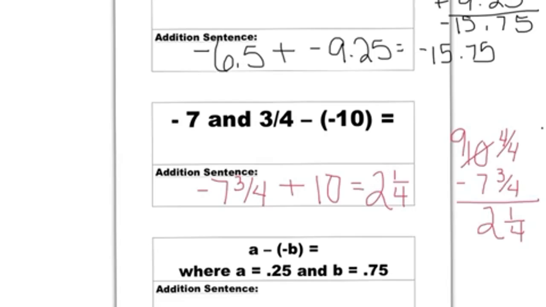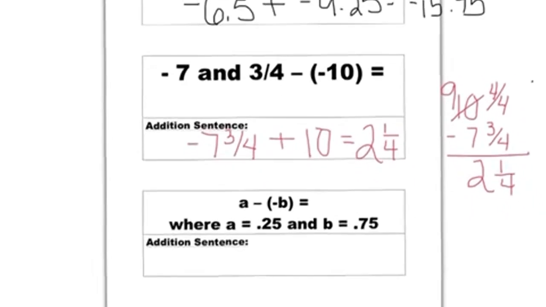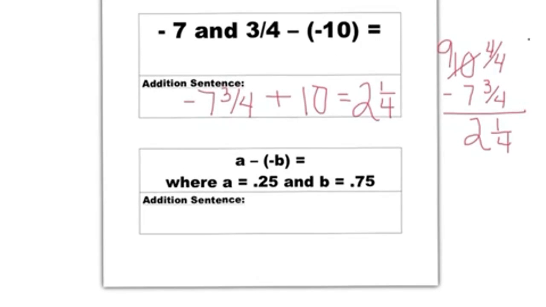All right, let's take a look at the next one. This time I've thrown a little bit of algebra at you. And I'm going to just move this up a little so we can see a little bit better. Okay, so this time I've said A minus a negative B, and A equals 0.25 and B equals 0.75. The first thing we should do is rewrite the problem with the numbers. So it's 0.25 minus a negative 0.75. That's substituting the 0.25 for the A and the 0.75 for the B.